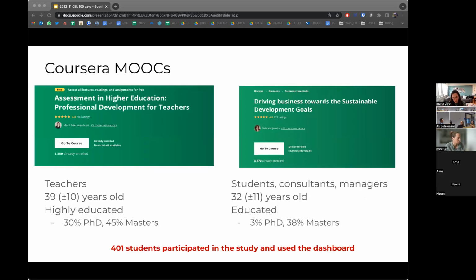Right, so we implemented this dashboard in 2 Coursera MOOCs that are run by the Erasmus University. They are quite different. One of them was for higher education teachers, about assessment in higher education, and the other one was a more general course, not so specific, about business and sustainable development goals. All in all, we had 401 students that gave their consent to participate in the study and had access to the dashboard and used it.